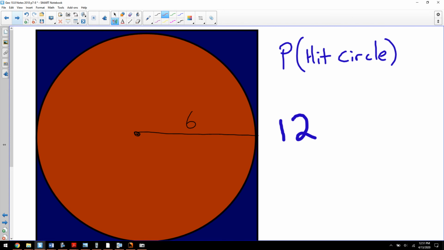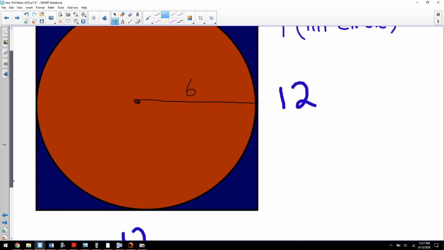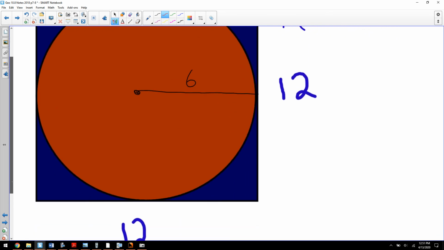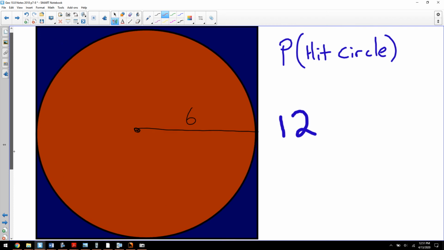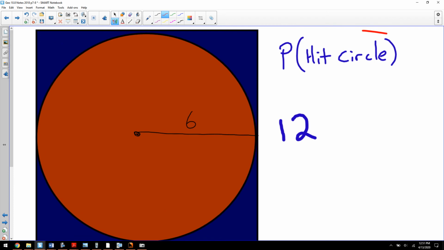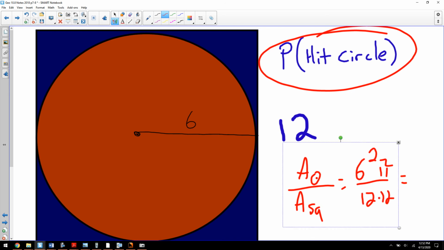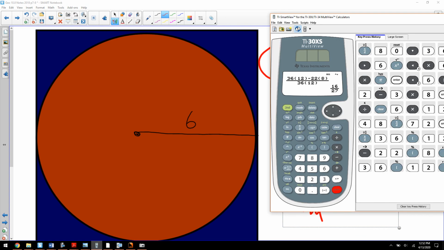Probability you want to land and hit in the circle. This would have looked a little bit easier to see on the smartboard, so I apologize for not being as clear here. But we have a 12 by 12 square and a circle that's inside. And I want to land inside the circle. So the favorable region here is the circle itself. So we have the area of the circle, and then we have to divide that by the total area, which is the area of the square. So this would be 6 squared pi divided by 12 times 12, because that's how we get the area of the square. So go back to our calculators.